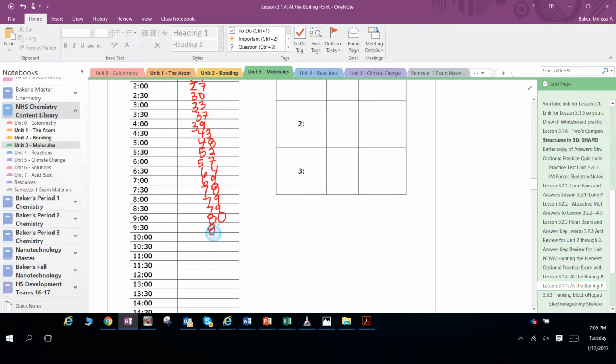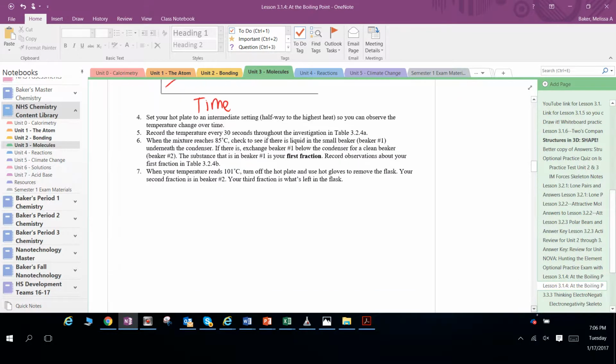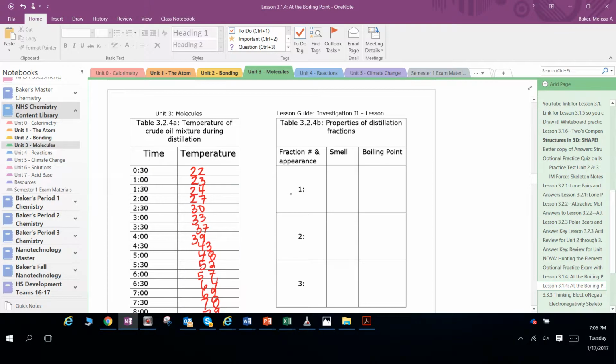So we kept heating, and we noticed that some liquid now was coming into that beaker. So that is called fraction 1. And fraction 1 was a clear liquid, and it smelled like alcohol. And the boiling point was somewhere around 80 degrees Celsius.